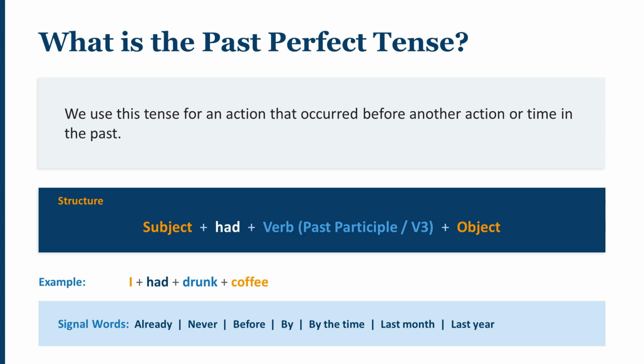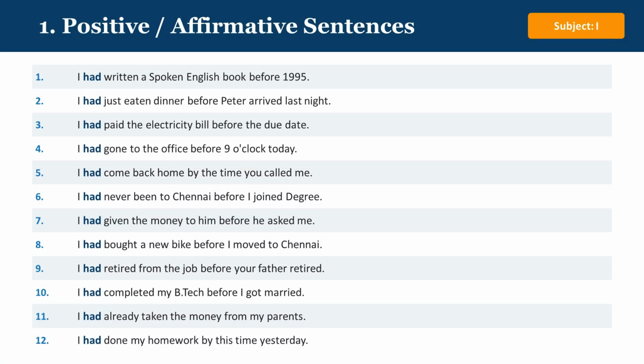Now there are some signal words or clue words that tell us we should use the past perfect tense. These words are already, never, before, by the time, last month, and last year. Whenever you see these words in a sentence, it is a strong hint that the past perfect tense might be needed. Now let us look at positive or affirmative sentences using the subject I.